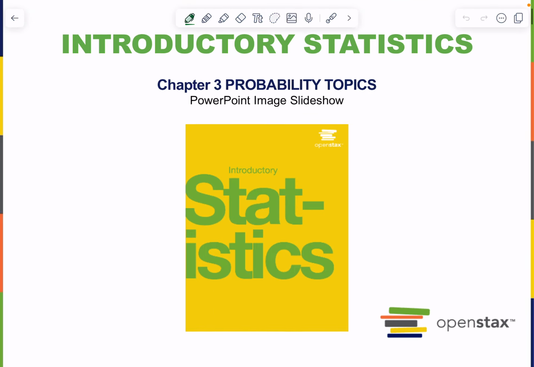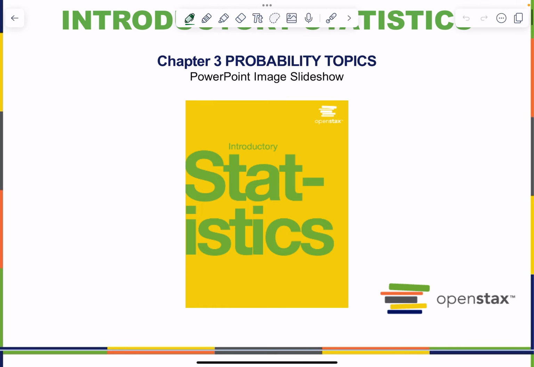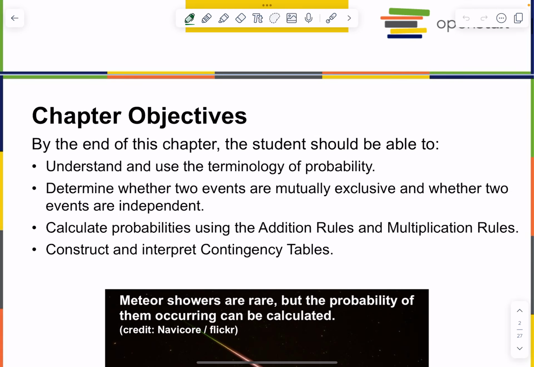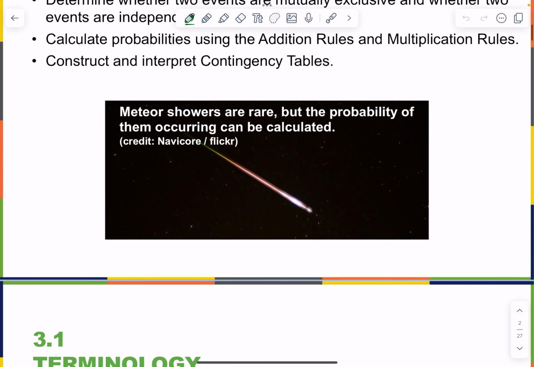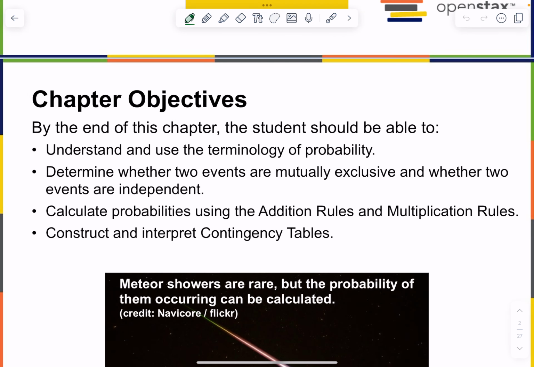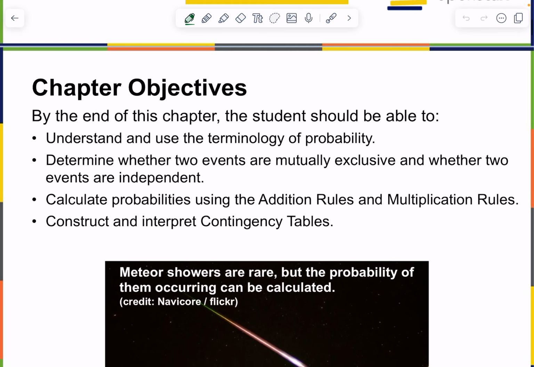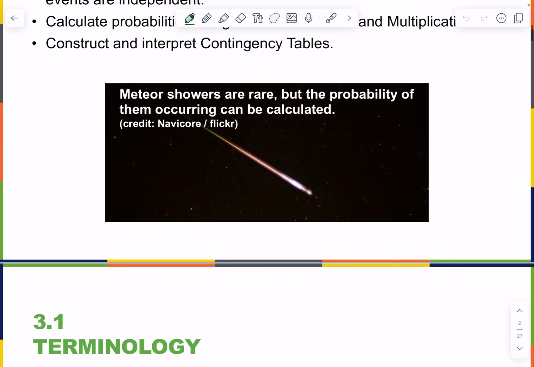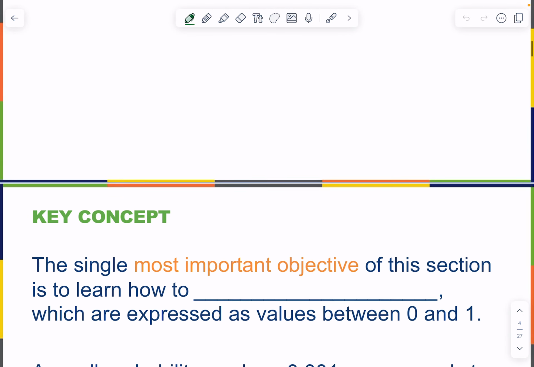Okay, hello everyone. So today we're going to begin chapter 3, which is about probability. The objectives of this chapter are to understand and use the terminology of probability, to determine whether two events are mutually exclusive or whether the two events are independent, and to calculate probabilities using the addition rule and multiplication rules. And then also we'd like to talk about constructing and interpreting contingency tables. Okay, so let's get started.